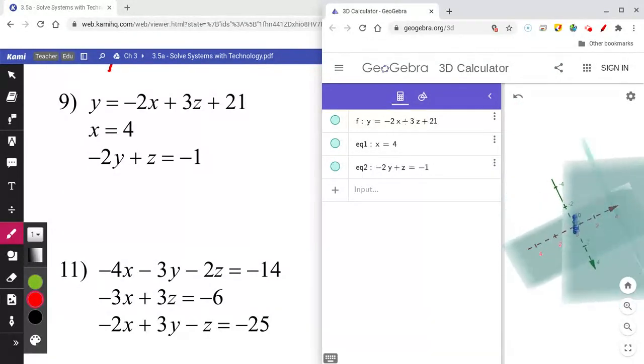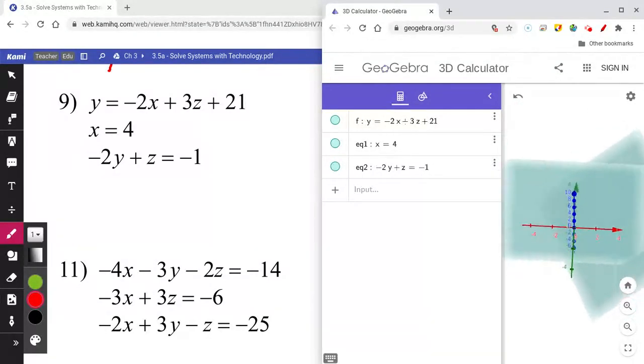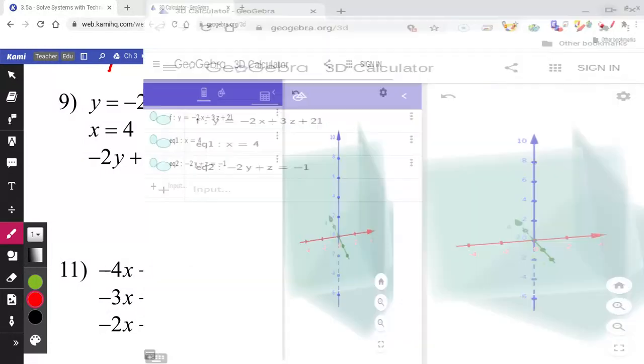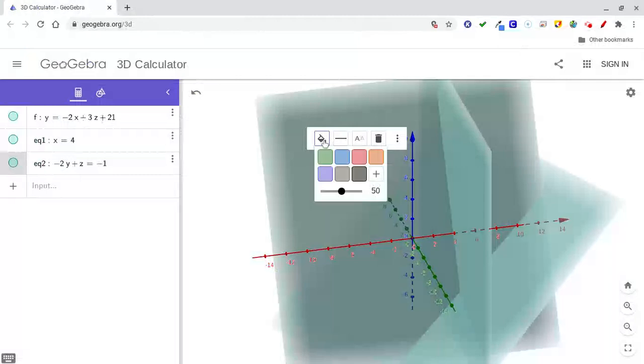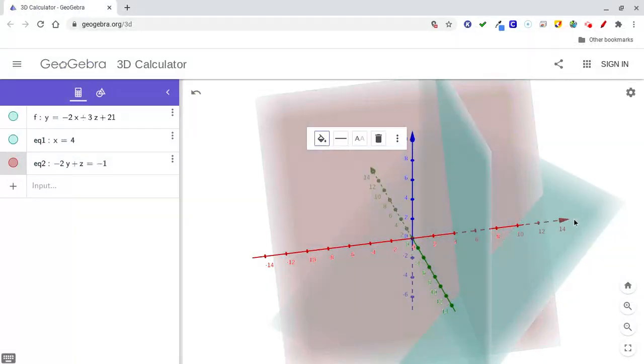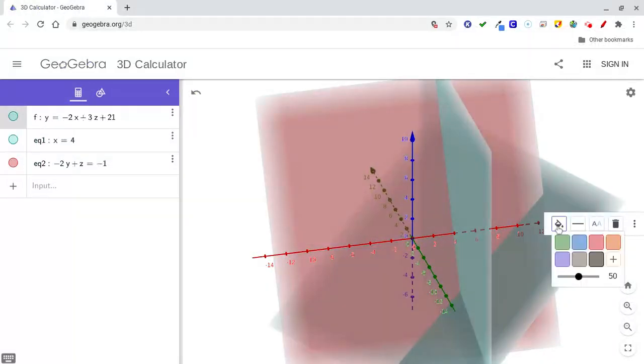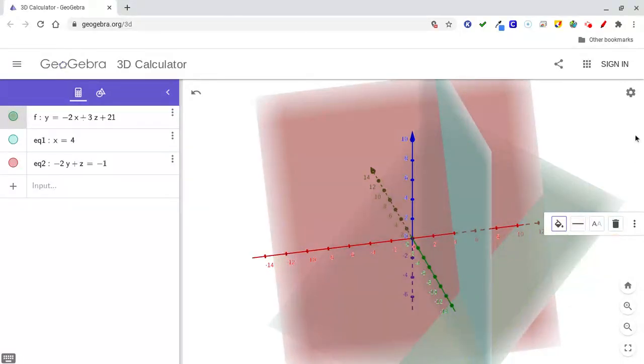So we've got these 3 planes, and it's kind of hard to tell. Let me zoom this up a little bit. It's kind of hard to tell what happens. So I'm going to click this, and I'm going to change its color. Let's change this one to red, and let's change this one to, I don't know, green. Okay, maybe we'll be able to see better here.